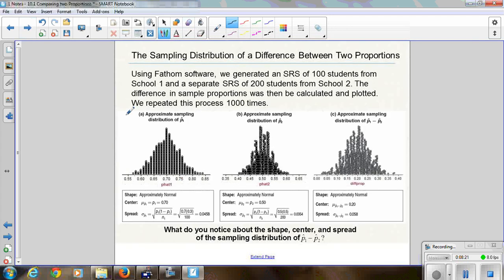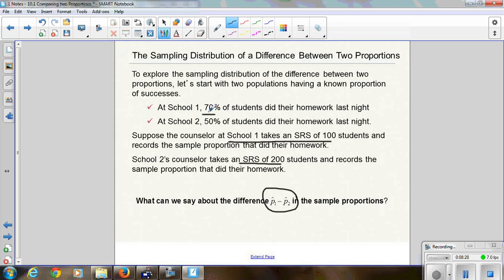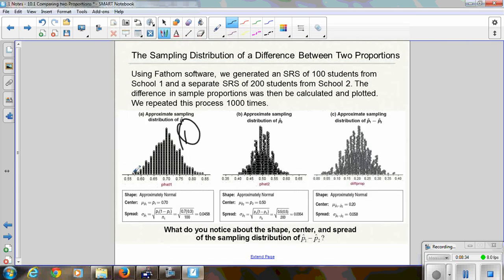This first graph would be population 1. This is the sampling distribution at that school. If you remember, 70% of the student body did their homework, and we had a simple random sample of 100 students. And so our sample proportion varies from about 56% to about 84%.